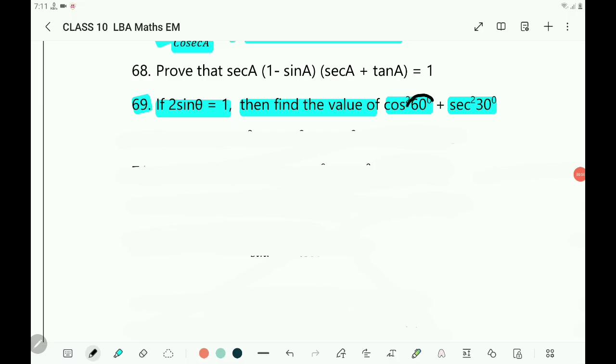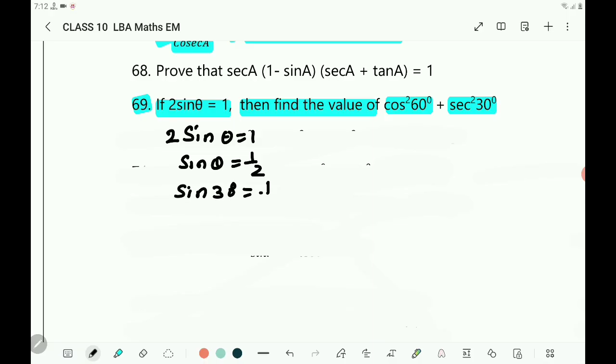Question must be cos square 2 theta plus secant square theta. But here the measurement of the angles are given. So you can use it directly by putting the values of cos 60 and secant 60. But it is given here 2 sin theta is equals to 1. You can use that one. 2 sin theta is equals to 1. Then sin theta is equals to 1 by 2. Then sin how much is 1 by 2? Sin 30 degree is equals to 1 by 2. Therefore, theta is equals to 30 degree.